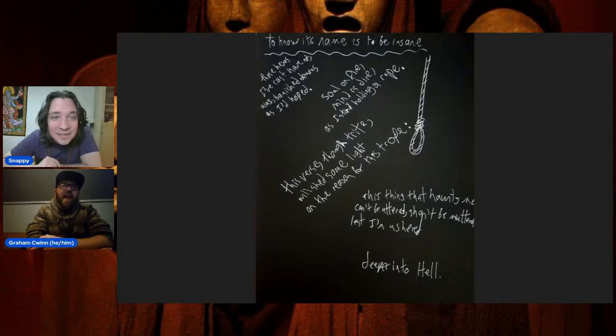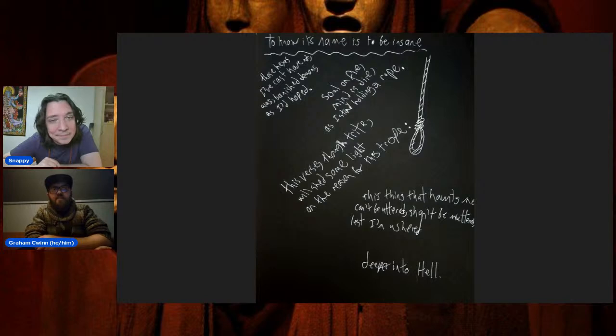These hexes I've cast have not, alas, banished demons as I'd hoped. Soul on fire, mind is dire, as I stand holding a rope. This verse, though trite, will shed some light on the reason for this trope. This thing that haunts me can't be uttered, shan't be muttered, lest I'm ushered deeper into hell.